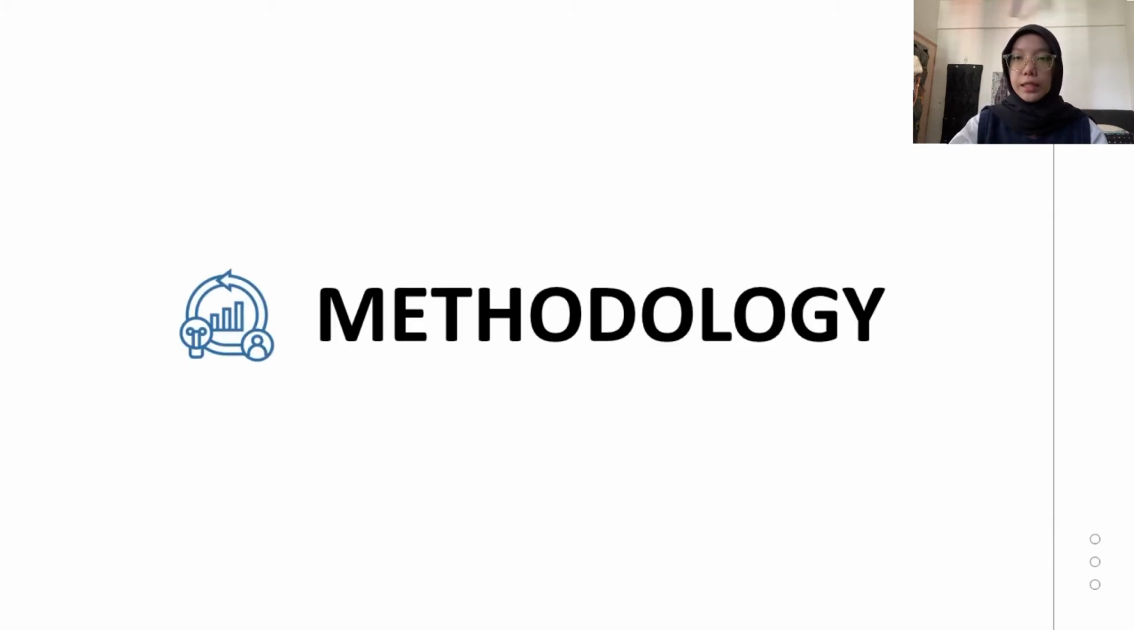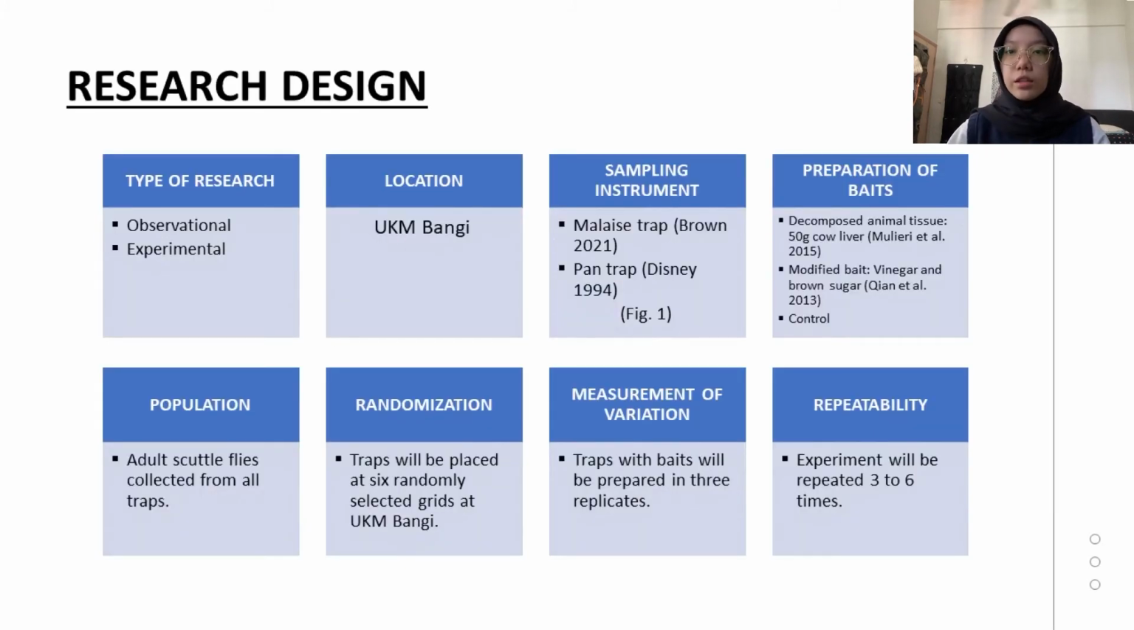Next, we proceed with the presentation of the research design of this study. This research consists of two types of approaches, which are overt observational and experimental. We will be conducting the research in the vicinity of UKM Bangi. The sampling instruments that will be used in the research involve two types of traps, which are Malaise trap and pan trap. The baits consist of decomposed animal tissue, modified bait, and control.